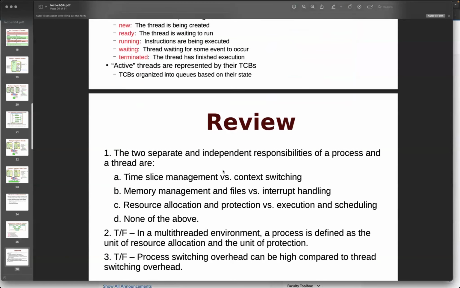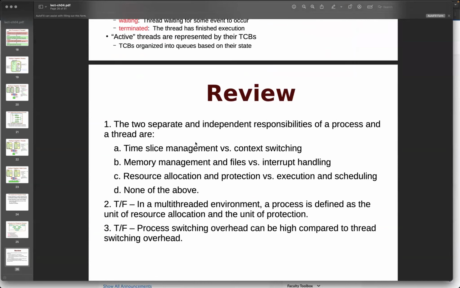So far it would be like this. Here, everything is separate and independent, which is the responsibility of a process, and the time slice management versus context switching, and then memory management and also files versus handling, and all this resource allocation, protection, and also the execution and scheduling. So you can look at it.